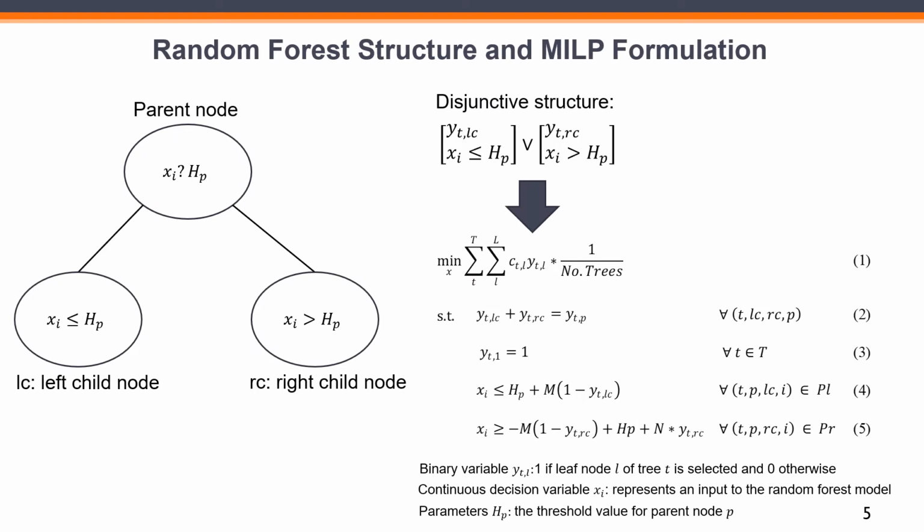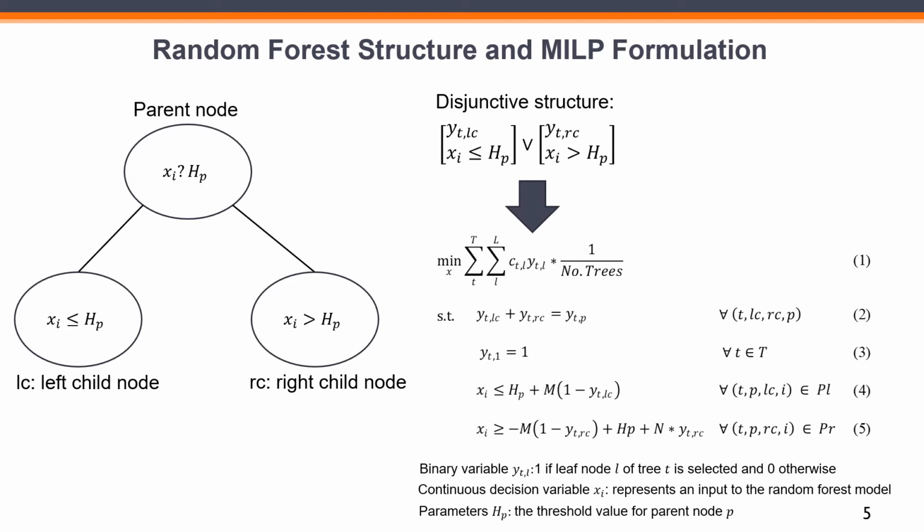Each random forest model is composed of several trees with a series of decision nodes. The decision node consists of a parent node with a left child node and a right child node. If the indicated input value is less than or equal to a threshold value in the parent node, then the left child node is selected, and otherwise the right child node is selected. Decisions are made at each branch in a tree until reaching a final leaf node.